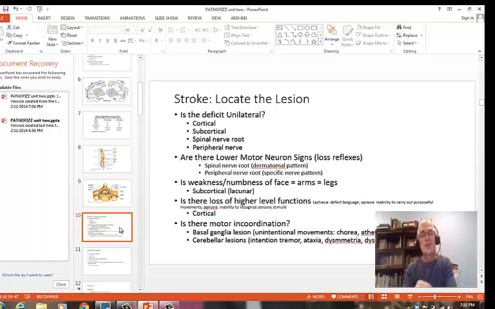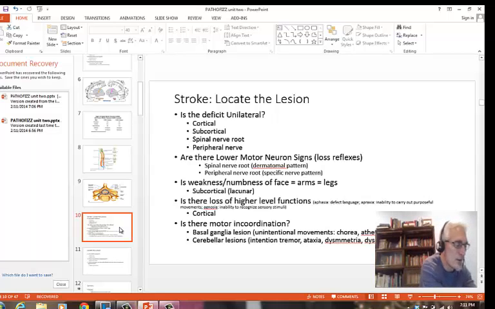3/5 means they can move just against gravity, no resistance. 2/5 means they can move the arm, but not against gravity. And 1/5 means nothing but little fasciculations or fibrillations that are best seen on nerve conduction studies. Okay. Next question. So, is the weakness of the face and the arm and the leg the same?